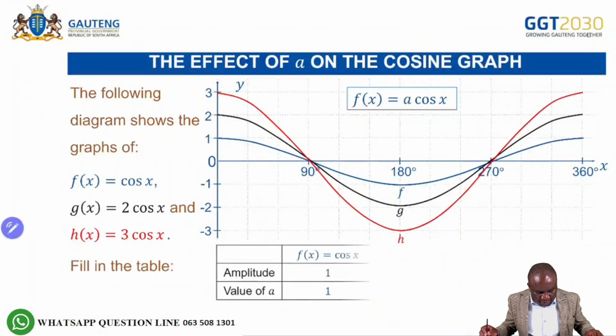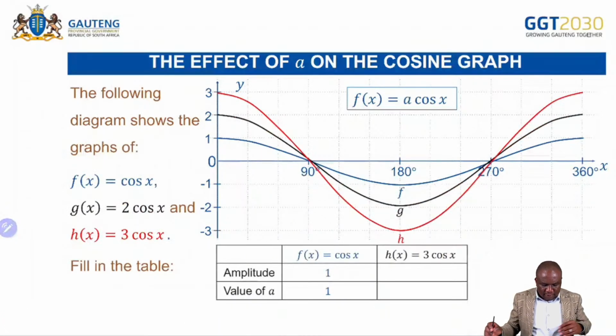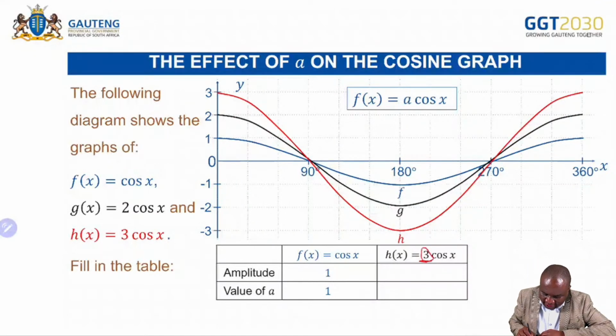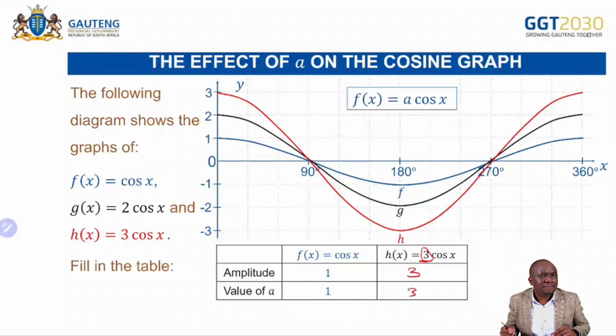Right, what do we have here? We have the graph of h of x equal to 3 cos x. From this, I'm not going to even look at the graphs. From the value of a, I can say that the amplitude is 3, since the value of a is 3. If you want to check the graph, you can see that 3 minus negative 3 is 6. 6 divided by 2 is 3. But you can read your amplitude from the equation.